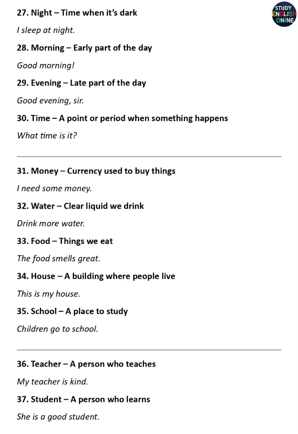31. Money, currency used to buy things. I need some money. 32. Water, clear liquid we drink. Drink more water. 33. Food, things we eat. The food smells great. 34. House, a building where people live. This is my house.